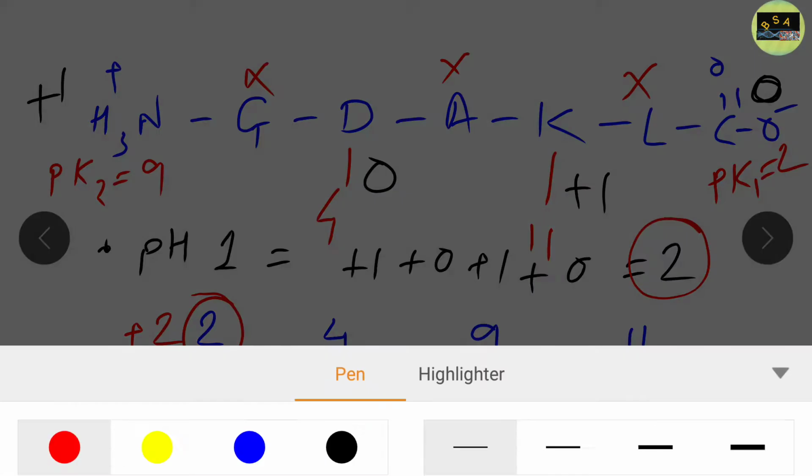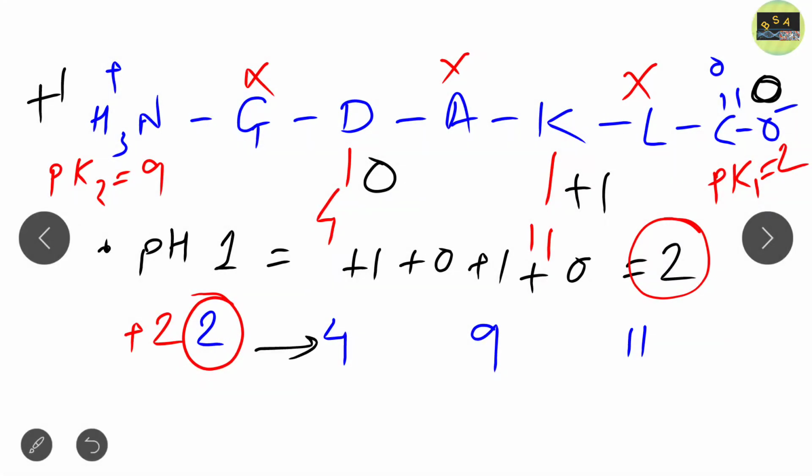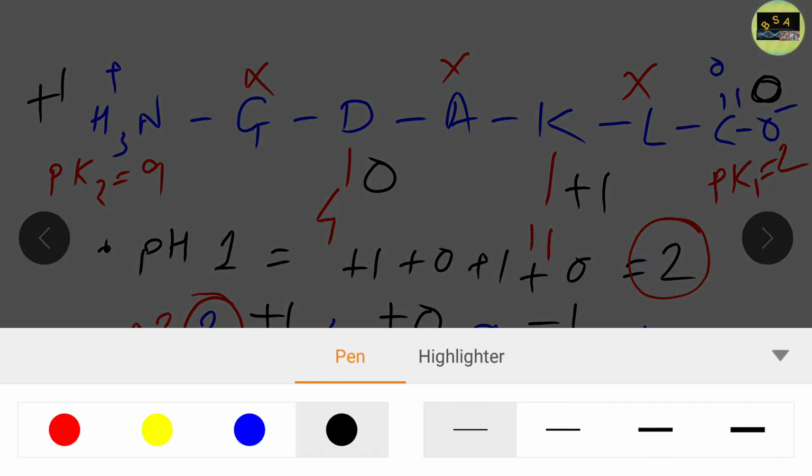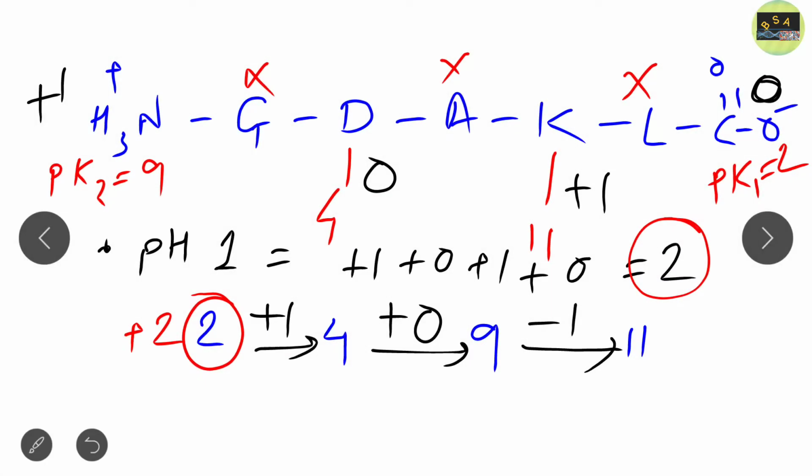Now when we go from 2 to 4, it becomes +1, and when we go from 4 to 9, it becomes 0, and when we go from 9 to 11, it becomes -1. So here you can see that when we go from 4 to 9, the charge becomes 0. So this is the isoelectric point of this mixed polypeptide chain.